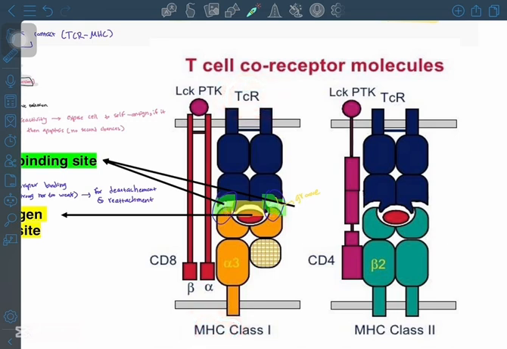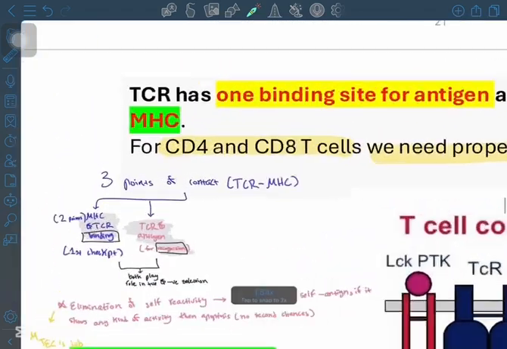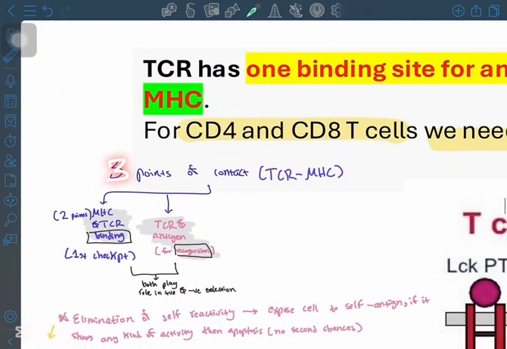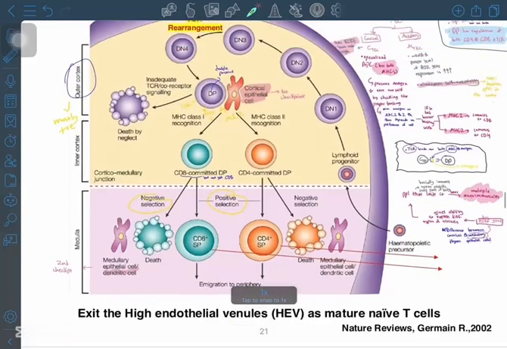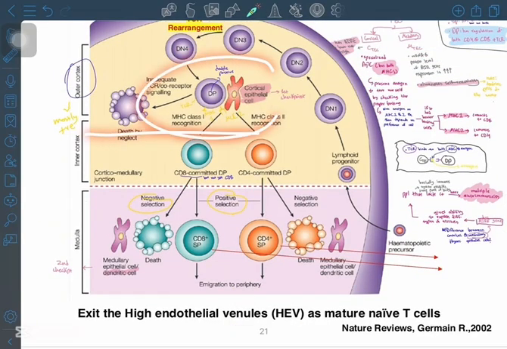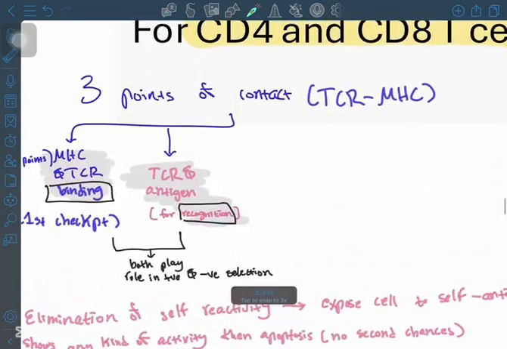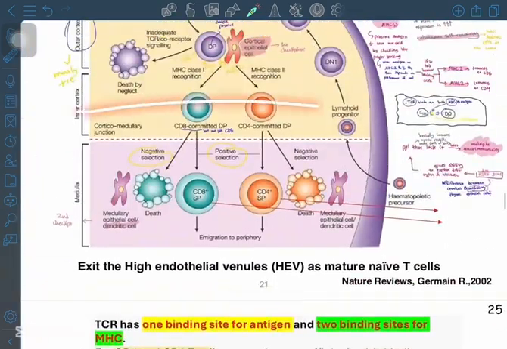Okay, what about the antigen that is within this MHC groove? It is going to contact the TCR. So we have a total of 3 points of contact: 2 with the MHC and the TCR itself, which is related to the first checkpoint, the one I discussed here, this part. And we also have the TCR and the antigen for recognition. So all of this is related to this step.